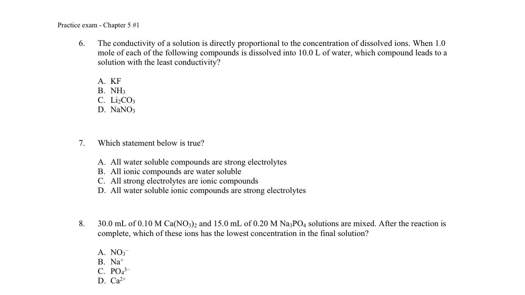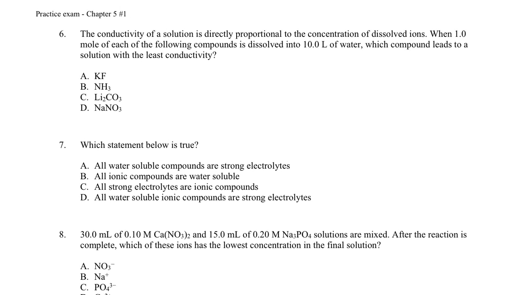Question 6, the conductivity of solution is directly proportional to the concentration of dissolved ions. When you have a mole of each of the compounds dissolved in the 10 liters of water, which compound has the least conductivity? So least conductivity is going to be the solution with the least number of ions dissolved into it. And so KF is a strong electrolyte, water-soluble ionic compound.